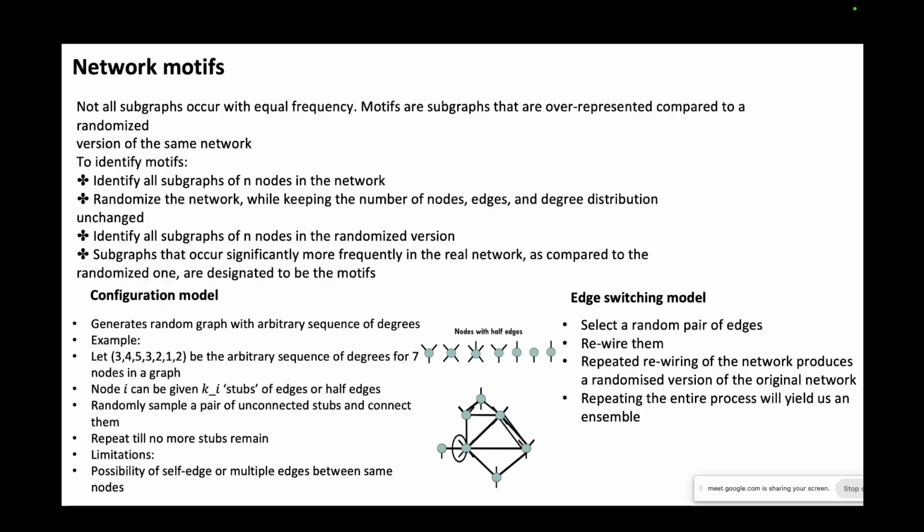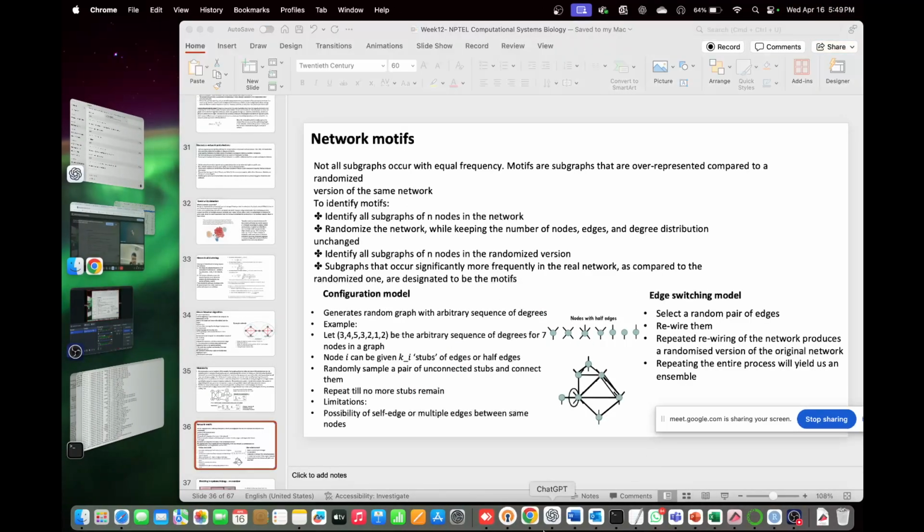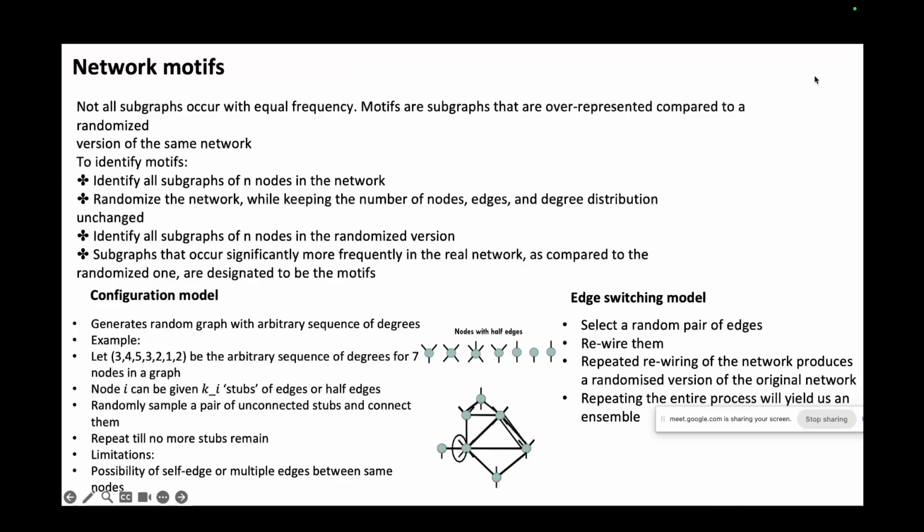You have different models to find network motifs. One is the configuration model, one is the edge switching model. I will not go into the models in detail. We've studied these earlier, but yeah, this is the idea for network motifs.